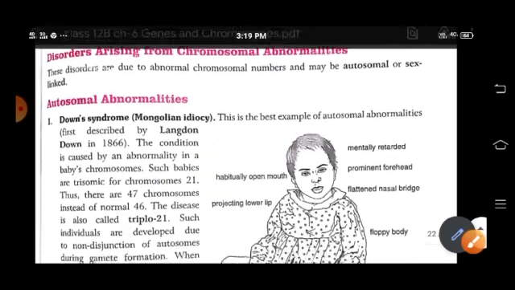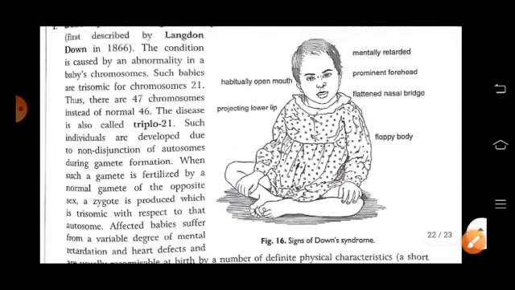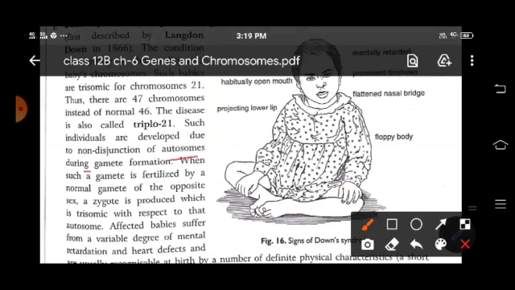Now the condition is caused by an abnormality in the baby's chromosomes. Since babies are trisomic for chromosome 21, there are 47 chromosomes instead of the normal 46. So it is also known as triplo 21. Now such individuals develop due to non-disjunction of autosomes during gamete formation. When such a gamete is fertilized by a normal gamete of the opposite sex, a zygote is produced which is trisomic with respect to that autosome.